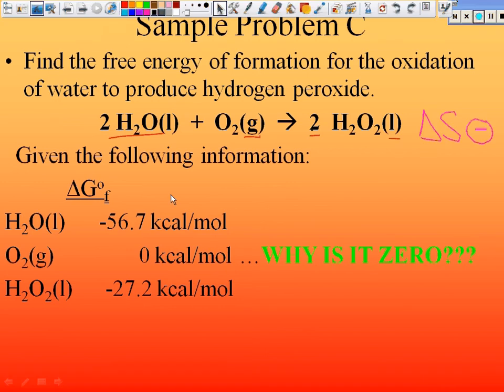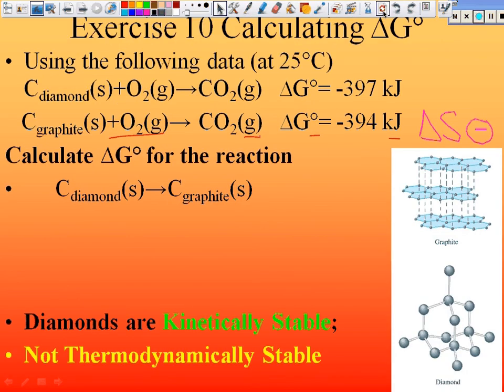Now, remember whenever we had to take those reactions and flip them and change them and edit them and move them around? This is that type of reaction. This is your multiple types of reactions. So here's my question. We've got two different things happening. We've got diamond converting to carbon dioxide, and we've got graphite converting to carbon dioxide.